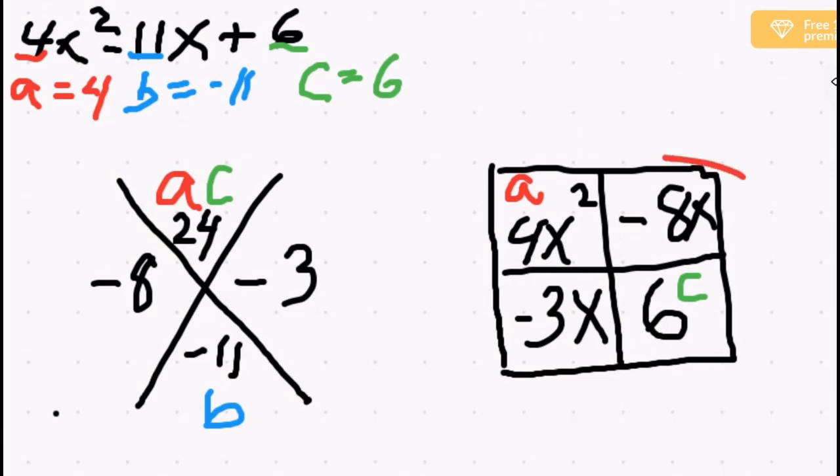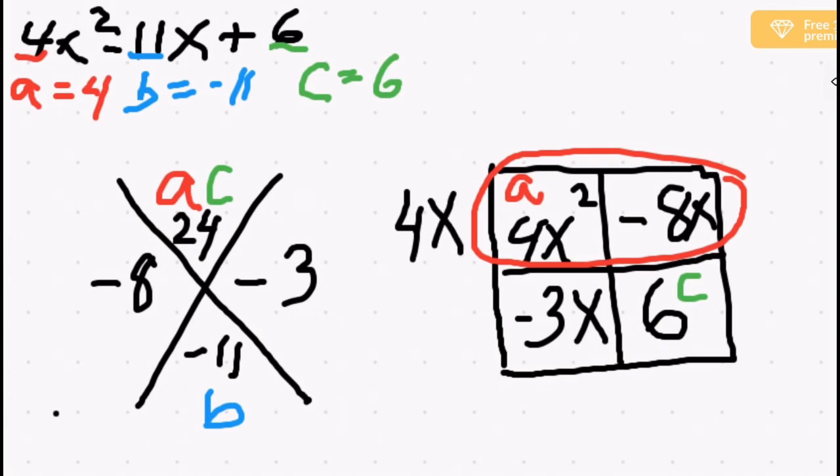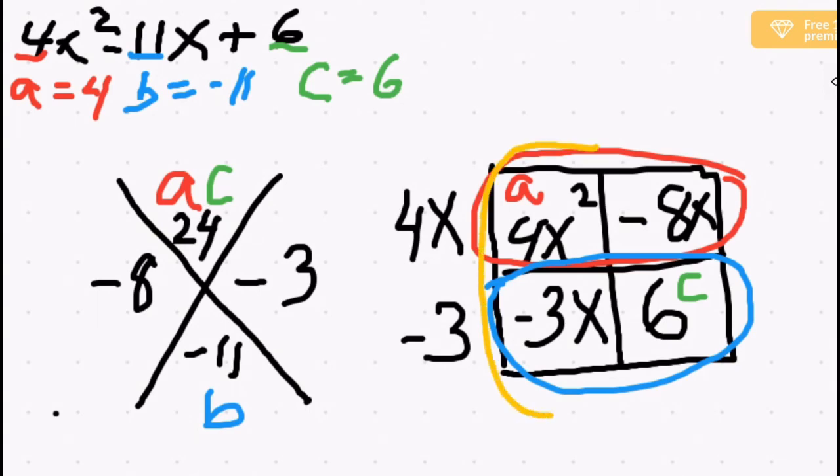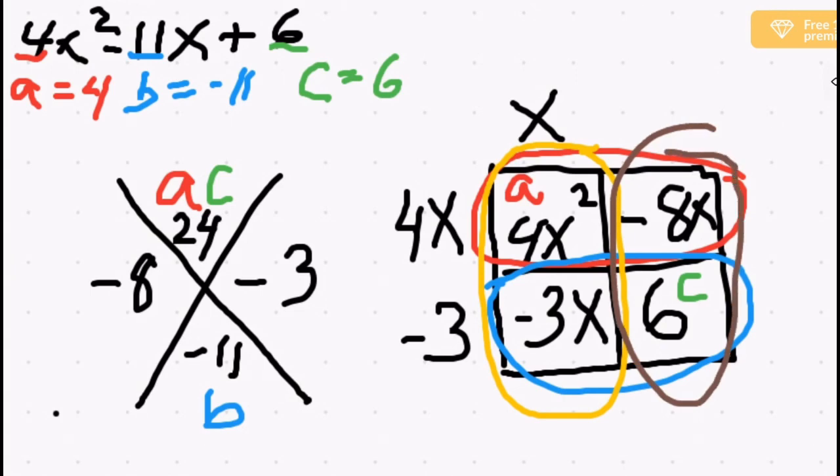Now take box 1 and box 2, and we have to find what is common in those two boxes. We found 4x to be common in the first two boxes. Now we have box 3 and 4, and we found negative 3 to be common in these two boxes. In box 1 and 3, x is common. In box 2 and 4, negative 2 is common.